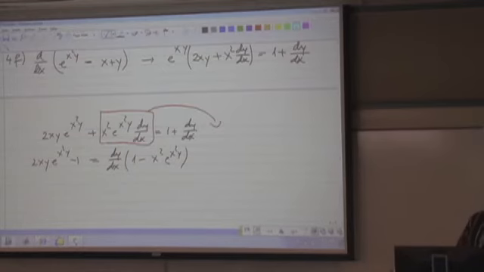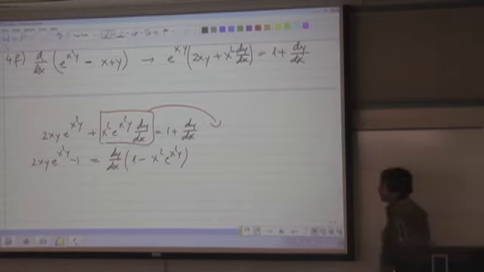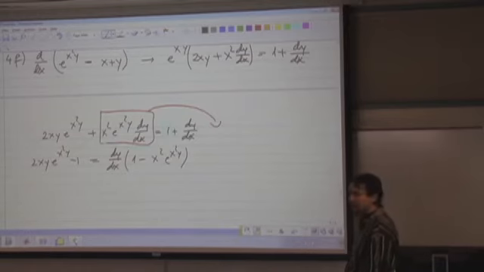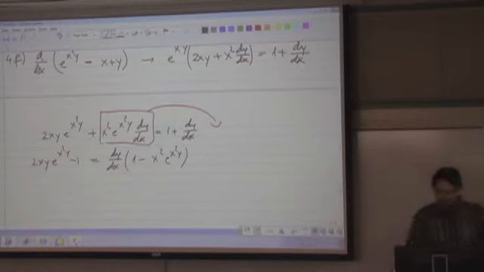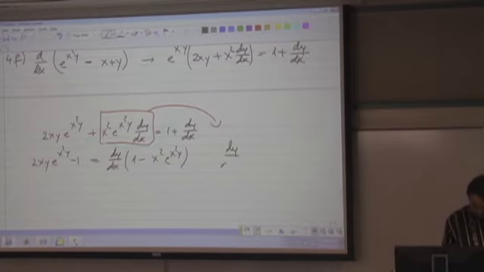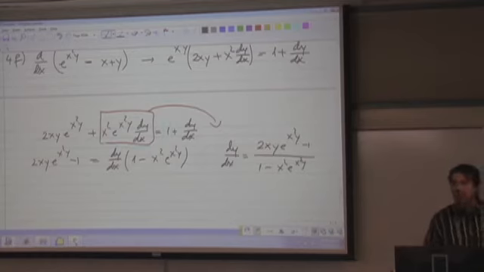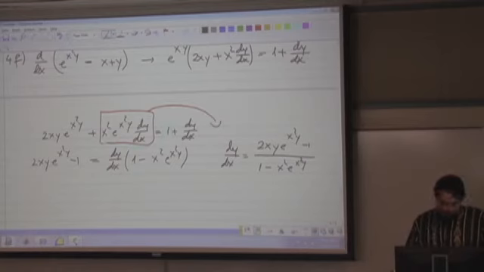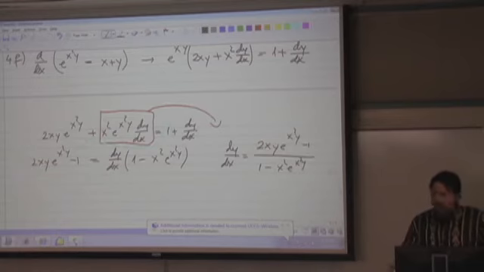We're moving 1 to the left hand side, the quantity I boxed in red to the right hand side, and we just factor dy dx. Right? And so now dy dx is just 2xy e to the x squared y minus 1 divided by 1 minus x squared e to the x squared y. Which is the opposite of what I have. But anyway, is this making sense?